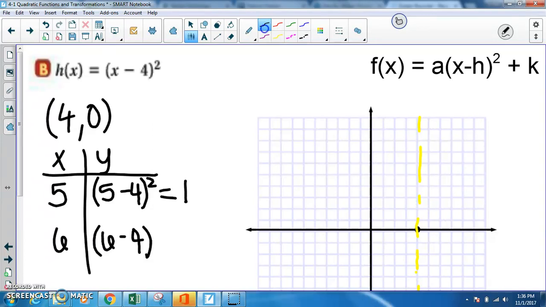6 minus 4 squared, which is 2 squared, which is 4. I plot those points, 5, 1, and 6, 4. I reflect them over my axis of symmetry and connect with a parabola.